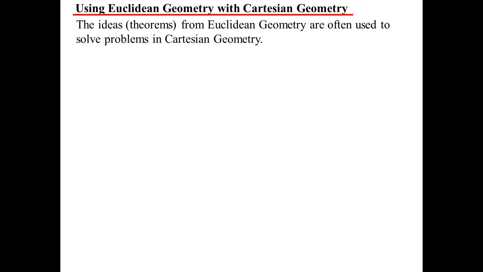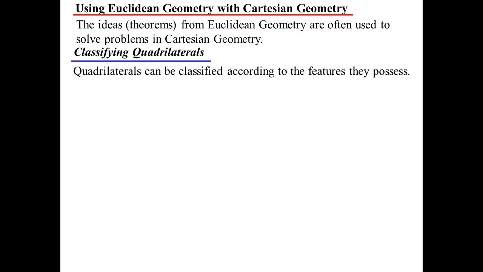I talked about Euclidean geometry earlier. There's nothing stopping us using Euclidean geometry to solve Cartesian geometry questions. It's all geometry. So some of the ideas that come from Euclidean geometry are very useful to solving problems in Cartesian geometry. Quadrilaterals, for instance.